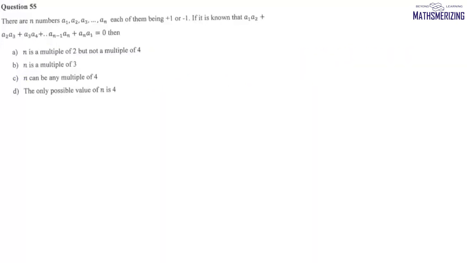Now question number 55, it is a very interesting problem and it's similar to one of the past CMI's paper questions. Now here it says there are n numbers a1, a2 up to an, and each of them can be either plus 1 or minus 1.